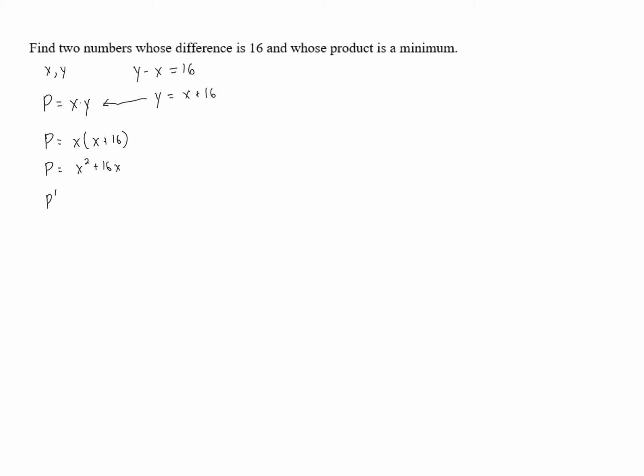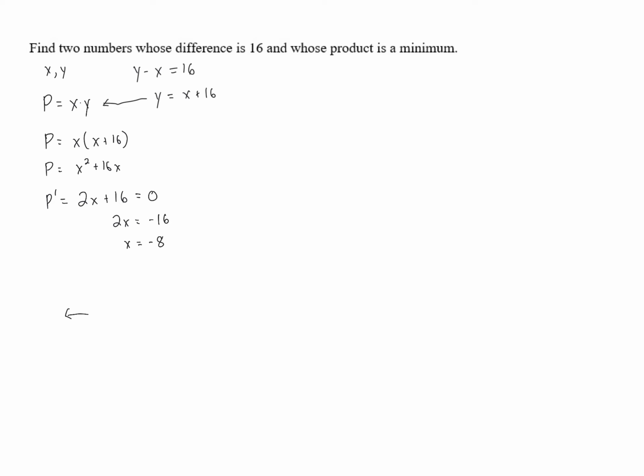So if we take the derivative of this, that gives us 2x plus 16. And we want to know when this is either undefined or 0. That will give us critical numbers. It's never undefined, so we need to set it equal to 0 and solve. If we subtract 16 from both sides, that gives us 2x equals negative 16. And if we divide by 2, that gives us x equals negative 8. So we know that that is our critical number.